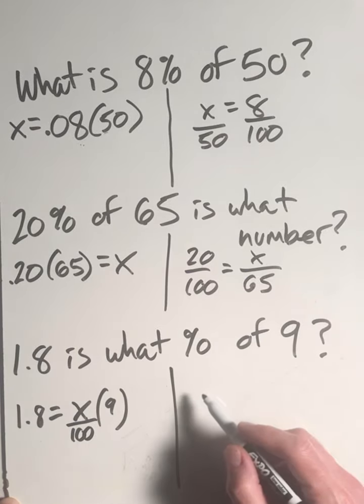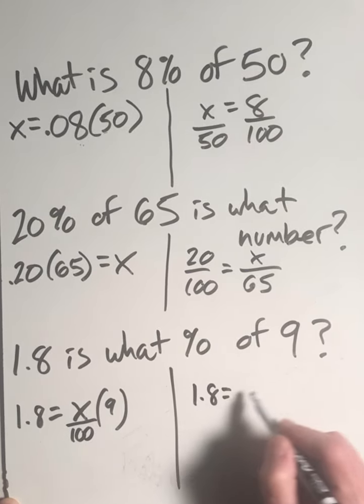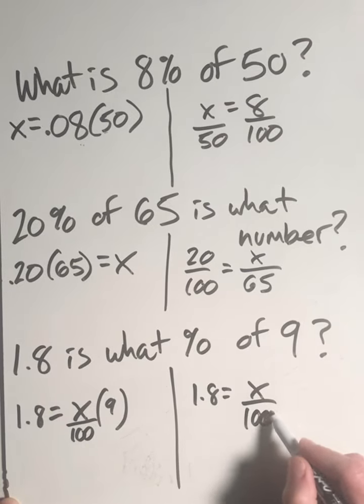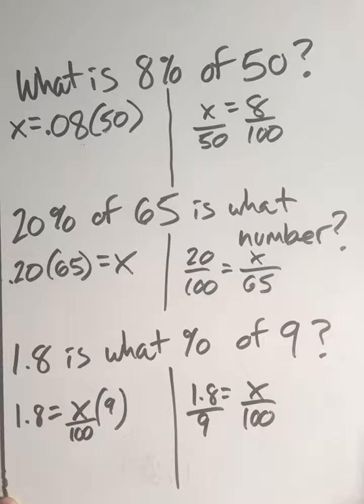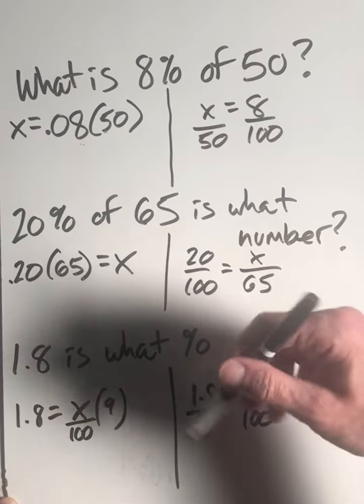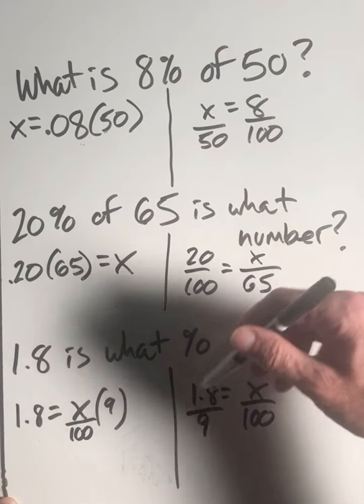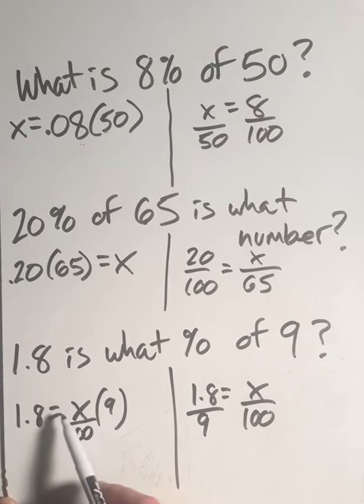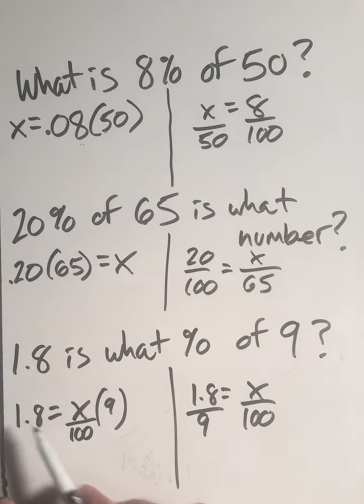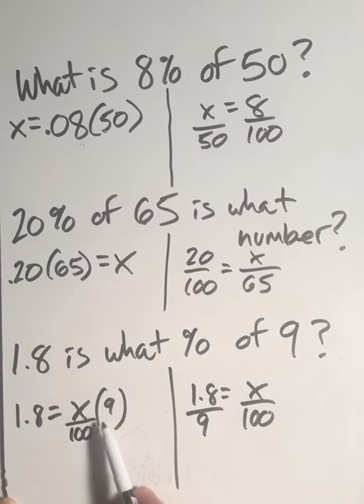And over here, 1.8 is what percent of 9? So we're still going to take 1.8 times 100, and then we'll be dividing that by 9. It's kind of the same idea here because we're already dividing by 9. We would multiply by 100, and then we'd divide by 9.